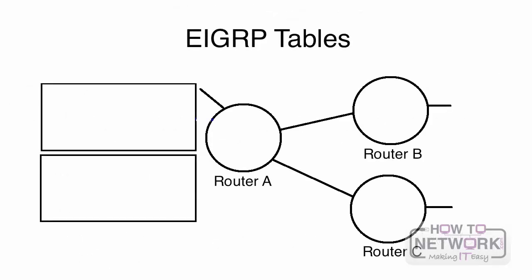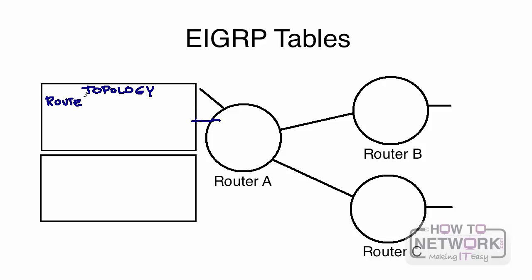But getting back to EIGRP tables. Now, here's an example. We have, again, a hub and spoke design, router A, router B, and router C. Now, router A, as soon as it enables EIGRP, is going to build out these EIGRP tables. And one of the tables, again, is going to be this topology table. The topology table is going to contain critical information for EIGRP to run and make the choices upon what the best path is going to be.